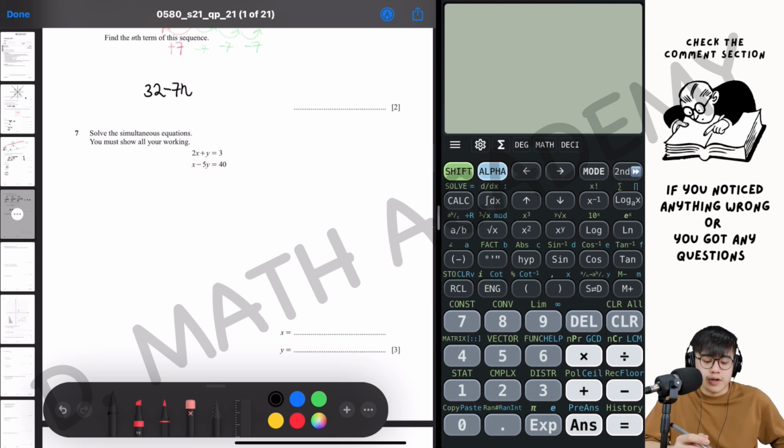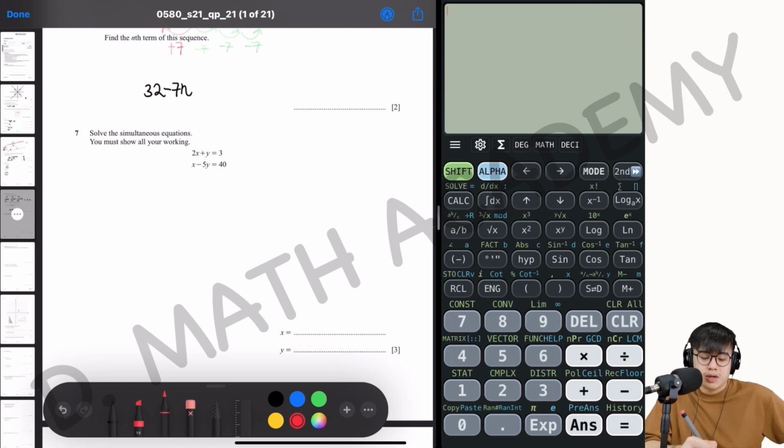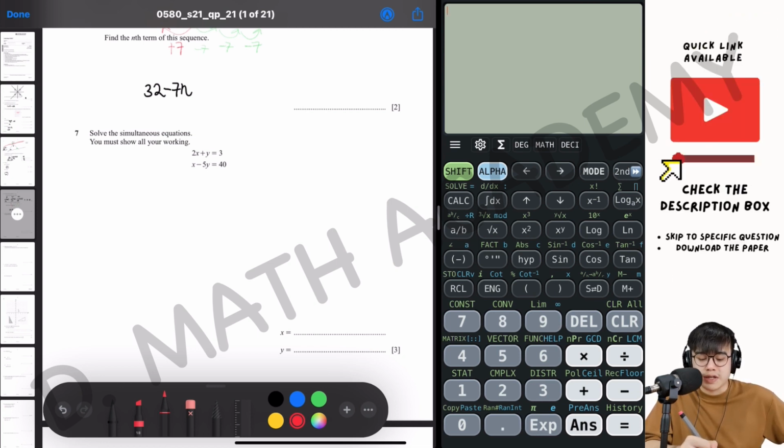As for the next one, we are doing simultaneous equations here. For me, I will use the elimination method. I will try to multiply the second equation here by 2. I will get 2x minus 10y equals 80. That's my equation 3 here. So I can take 1 minus 3 to get my results.